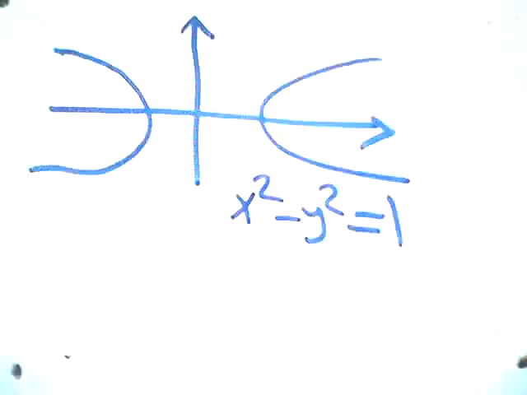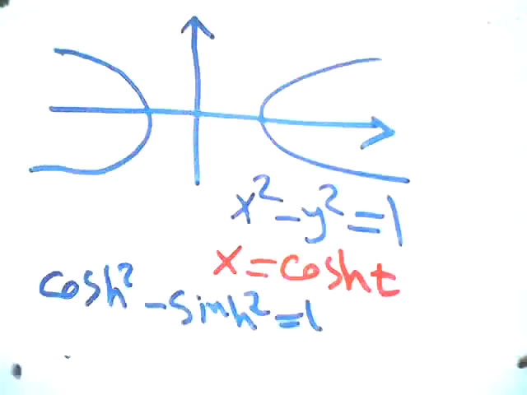As the last thing, here we got a hyperbola, a horizontal hyperbola, and this is its equation. Now, if you take x to be equal to cosine hyperbolic of t and consider this formula for sine and cosine hyperbolic, from here y would be equal to sine hyperbolic of t. Okay, thank you.